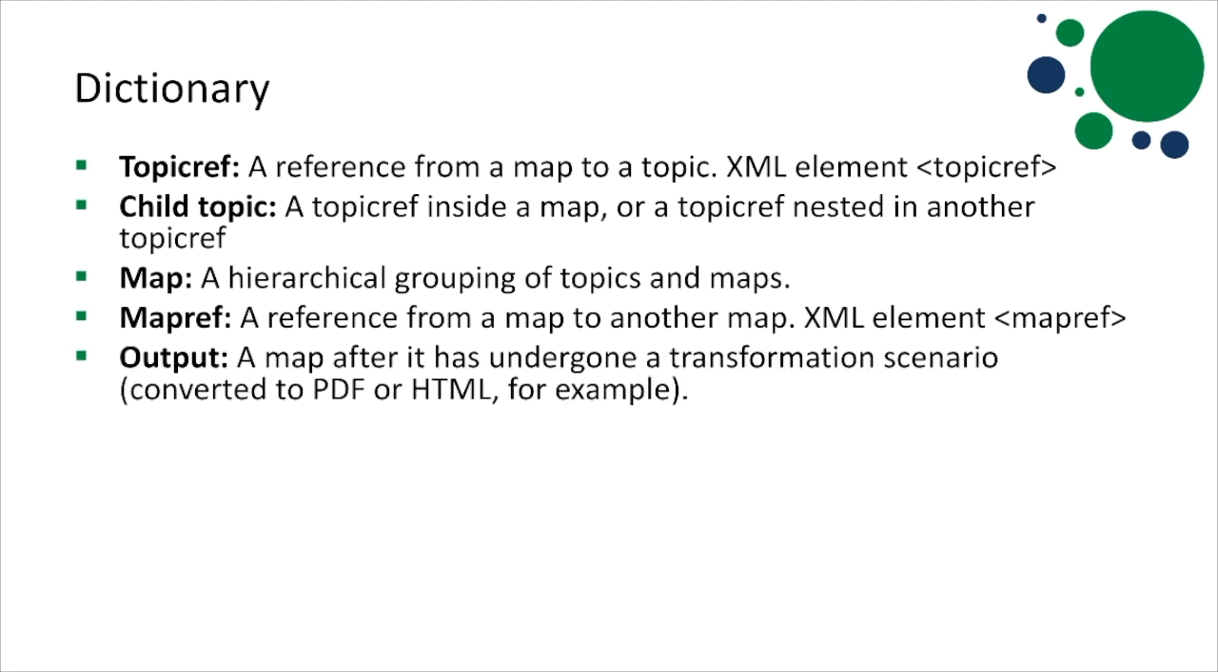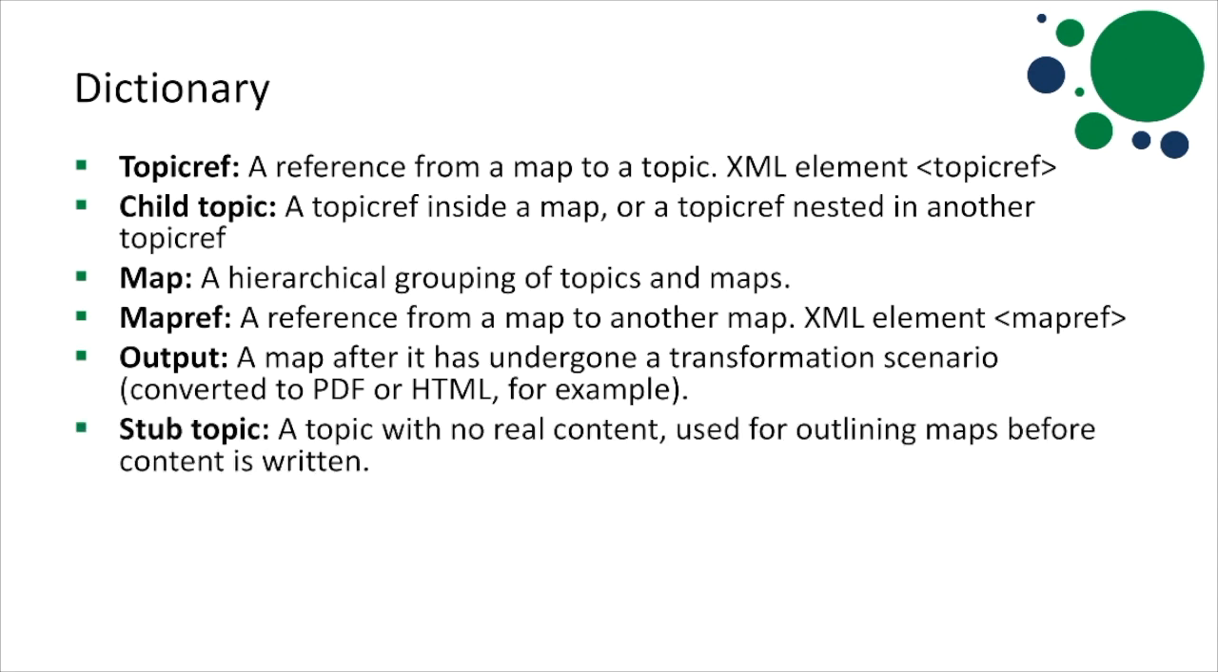Anytime we say output, we mean any content that is consumable by the customer in the delivery channel. Things like PDF, HTML5, web help, CHM, whatever. It's the output that your customers consume so that they can use your product.